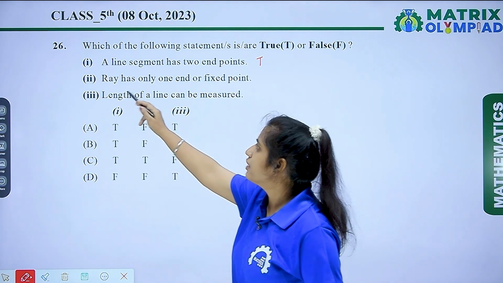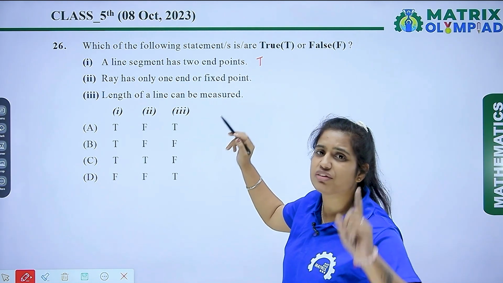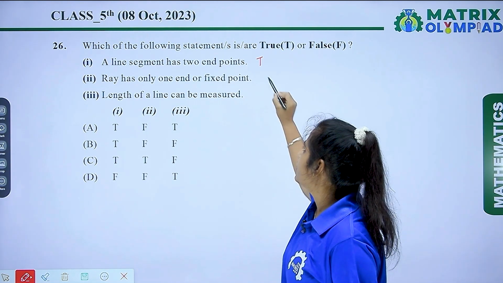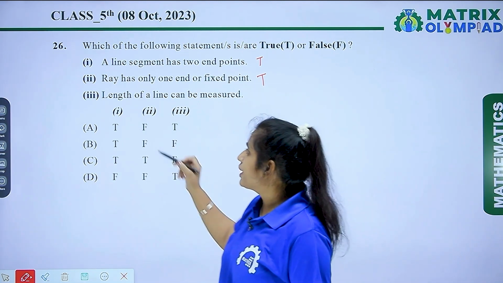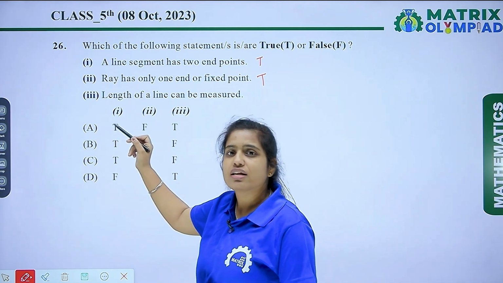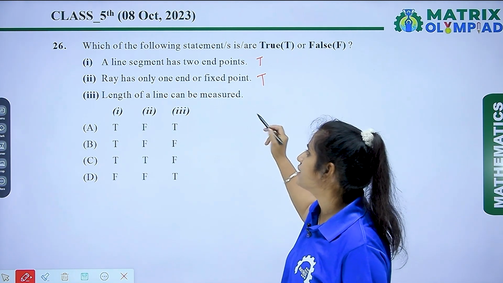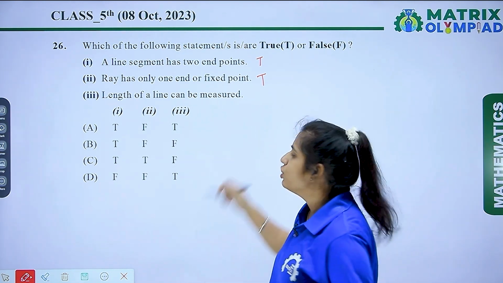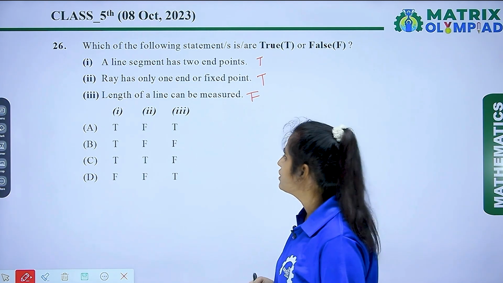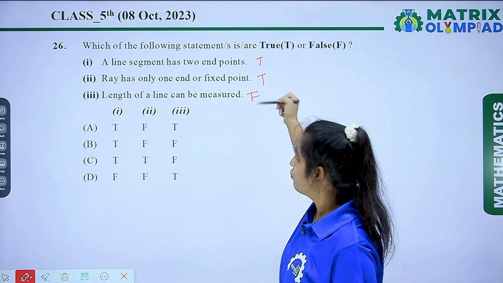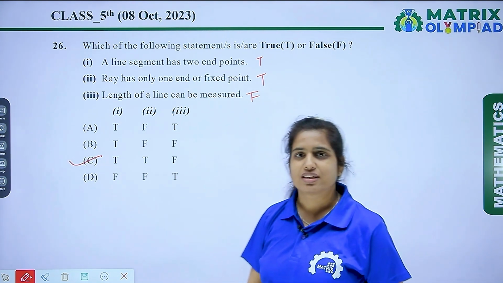The next statement is ray has only one end or fixed point. एक ray के पास सिर्फ और सिर्फ एक ही end point या fixed point आप कह सकते हो. तो yes, this statement is also true. Now let's begin with the next and the last statement of this question, that is length of a line can be measured. क्या आप measure कर सकते हो length of a line? No, we can't measure the length of the line. So this statement is false. So here true, true, false. Let's check. Option C is the correct answer.